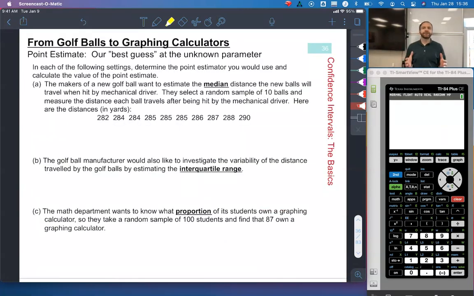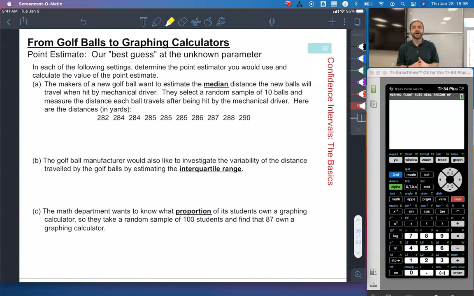So let's try it out in this problem. Our point estimate is our best guess of an unknown parameter. Let's say it with me: a point estimate is our best guess at the unknown parameter. Here we have three different settings, and we're asked to determine the point estimator we would use to calculate the value of the point estimate.